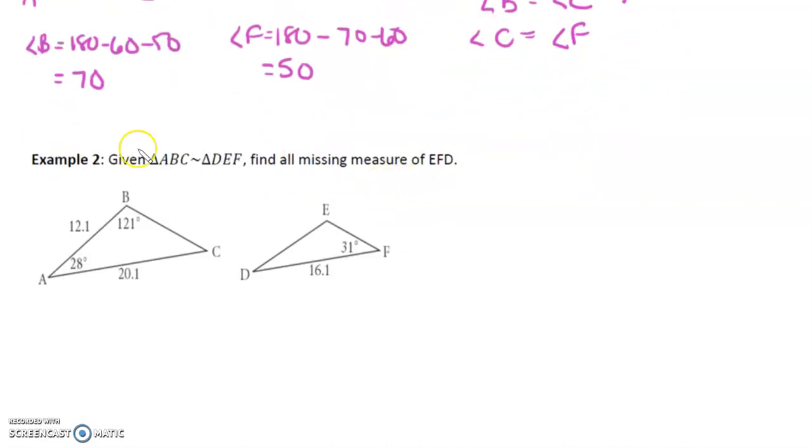Example 2. Let's change color. Given. Given just means I'm telling you, so this is a fact. Triangle ABC, in this order, A, B, and then C, is similar to DEF. Find all missing measures of, well, EFD, or we can call this triangle DEF. So we know that these two are similar.